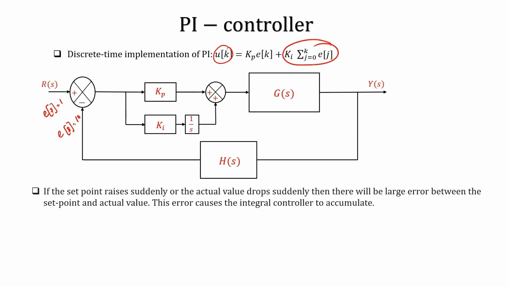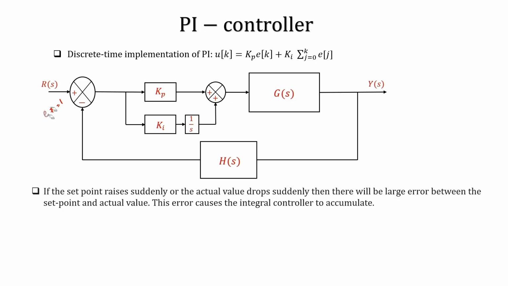This summation will be mostly dominated by this 100 term, right? So then the error value increases here, and as soon as the error value increases here, the output of the controller will also increase. Okay. Now how is it a problem?